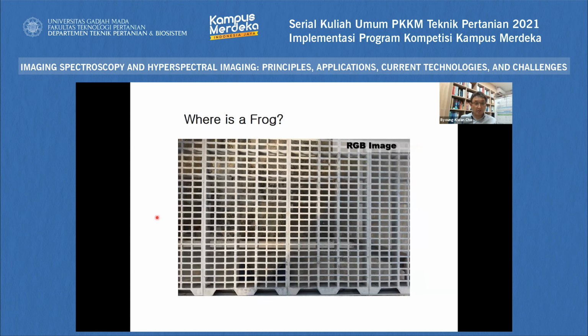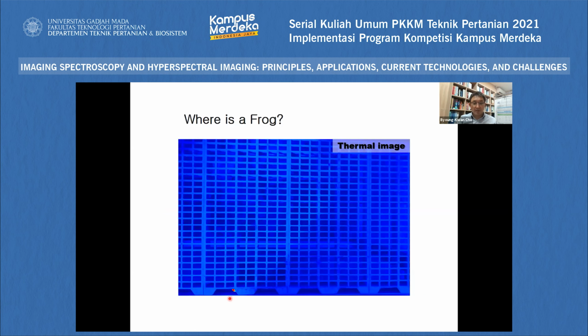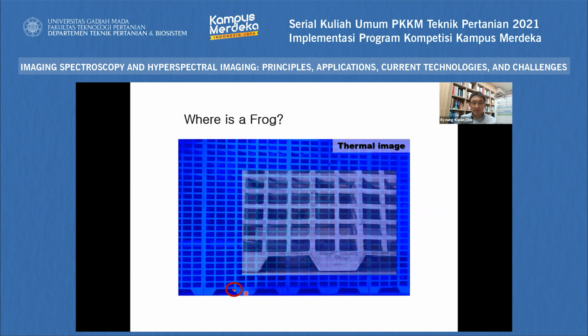Very difficult to find the frog. Let's see the infrared image. Can you see the hidden frog? Still, we cannot find that frog. Okay, NIR image. Still we don't know. But let's see. The thermal image is kind of tricky, but there is a small red spot here. There is a hidden frog here.